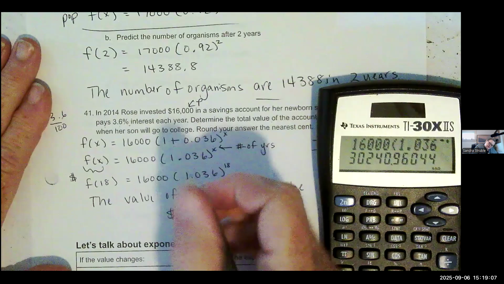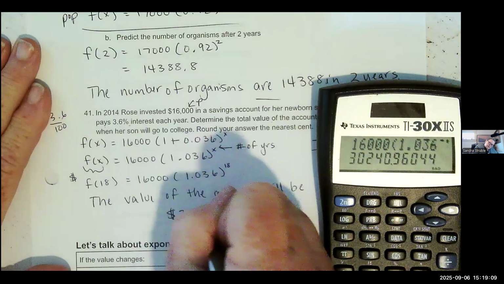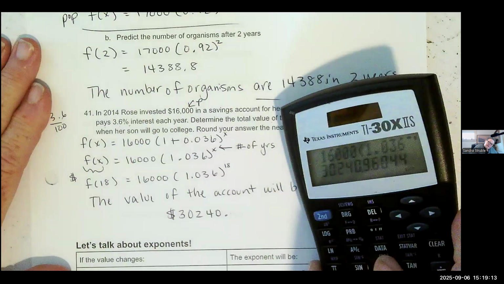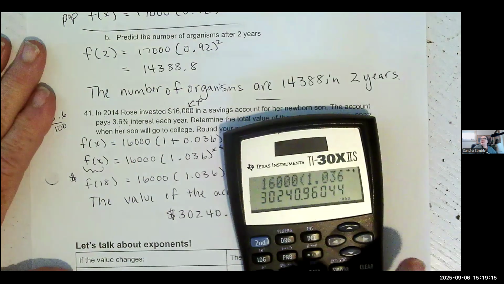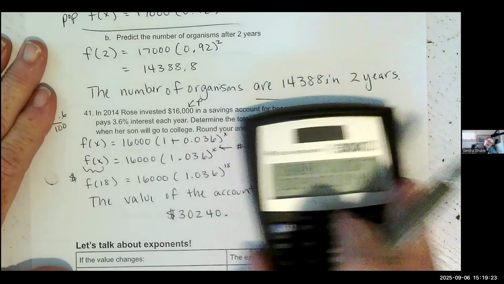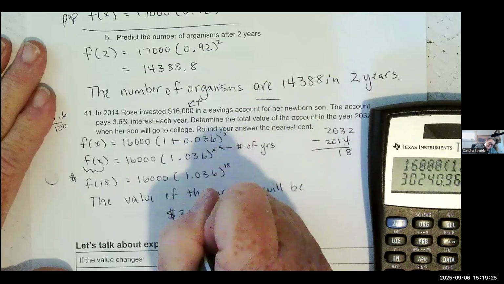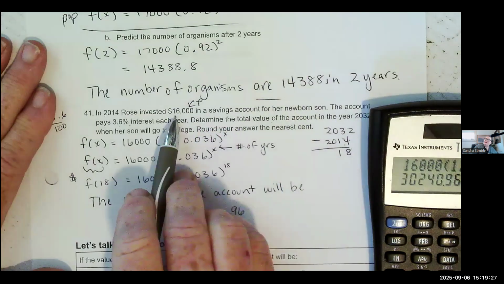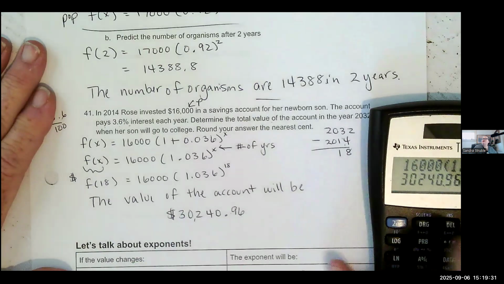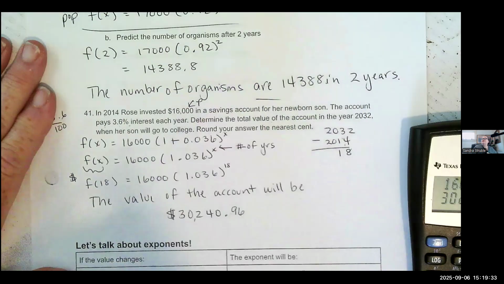30,240.96044. Okay, we're America, so we're dealing with money. We have to go to the hundredths place. So we go to the six, the next number over is zero. So this stays six. So $30,240.96. So she invested 16,000, and in 18 years she has just over 30,000 for her son to go to school.